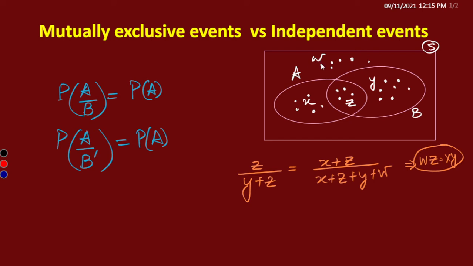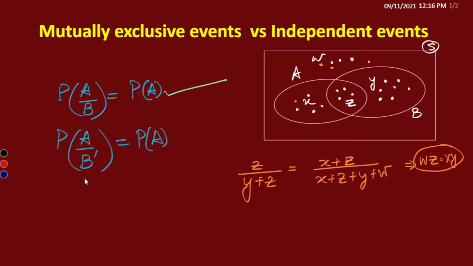Remember, the number of elements which are neither in A nor in B multiplied by the number of elements which are both in A and B should be the same as the product of the number of elements which are in A but not in B multiplied by the number of elements which are in B but not in A. Ideally, when this happens, this should automatically happen because you cannot put both the conditions.